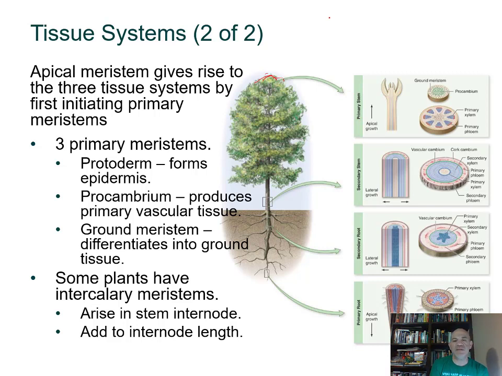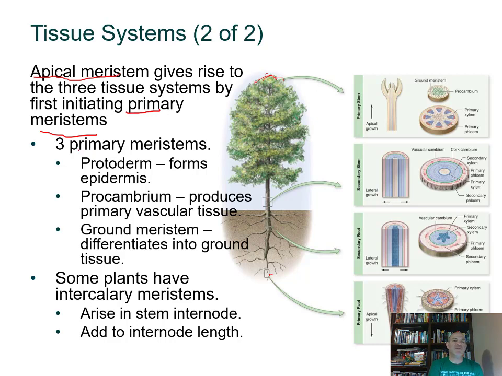So then down here we can see at the tips again, primary growth there. As the cells divide, they're going to start to differentiate, and that's what this one's talking about. The apical meristem is going to give rise to 3 primary meristems. So you have your main meristem, your apical meristem, and then you get these primary sorts of meristems.